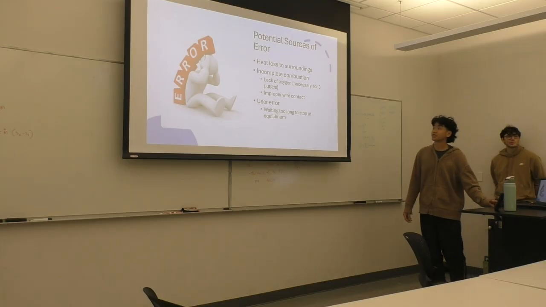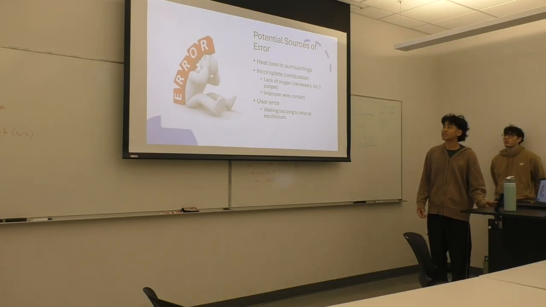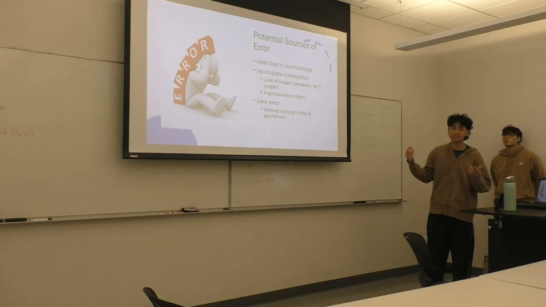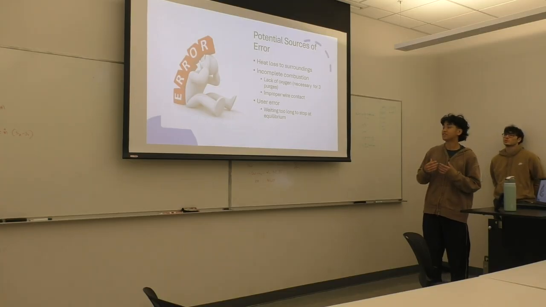So there are a lot of potential sources of error for this experiment. Say we have an incomplete seal from the jacket to the outside air, leading to heat leaking from the water to the outside air, so the readings could be slightly lower. We could also have incomplete combustion, which could be due to not doing the necessary number of purges. We have to do 3 purges for the oxygen. If we only did 1, we wouldn't have enough oxygen for the complete combustion reaction, meaning we'd have leftover fuel, and we wouldn't get the expected temperature rise.